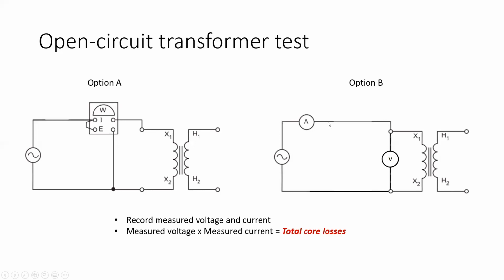The very small amount of current that you're going to see flowing through the primary is called the exciting current, and that exciting current is the value of current required to magnetize the core. And in magnetizing the core, the only power that's being used is for that purpose, and then by measuring it, we can determine the total core losses.